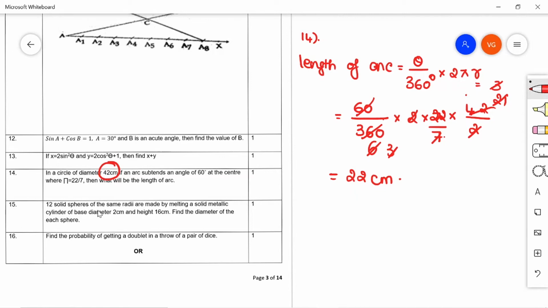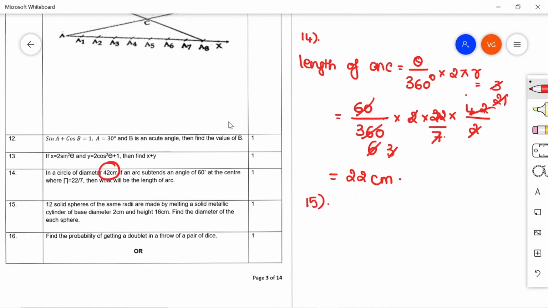12 solid spheres of the same radii are made up by melting a solid metallic cylinder of base diameter 2 centimeter and height as 16 centimeter. Find the diameter of each sphere. Right, this is based on surface areas and volumes. Once you know the formula, just directly substitute the values and get it.